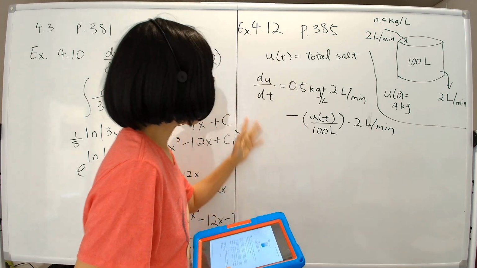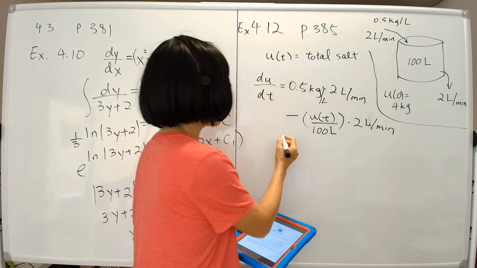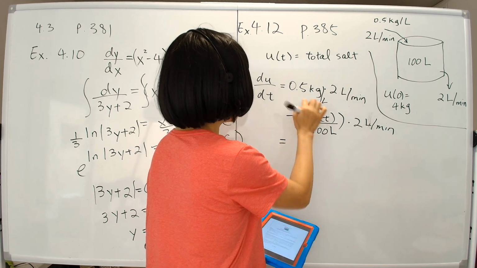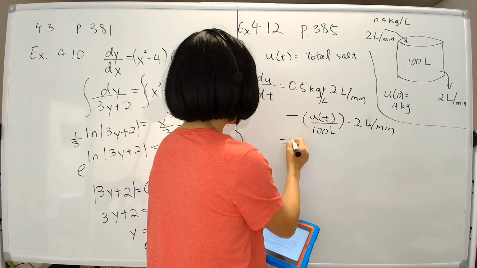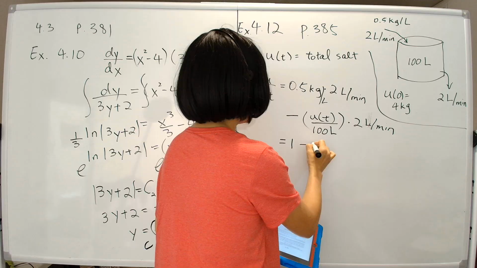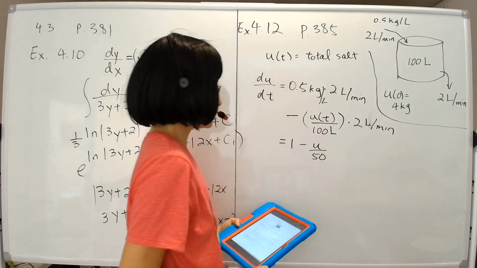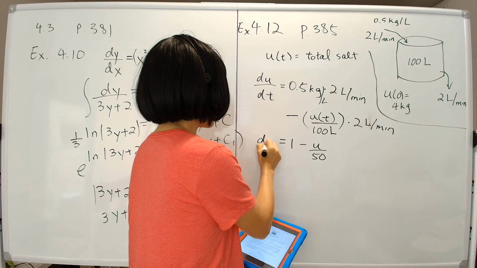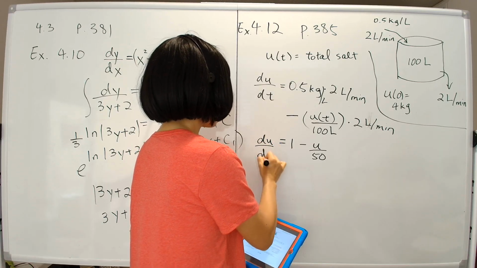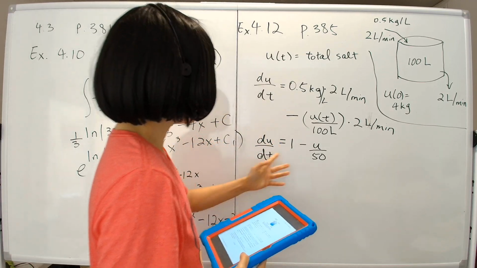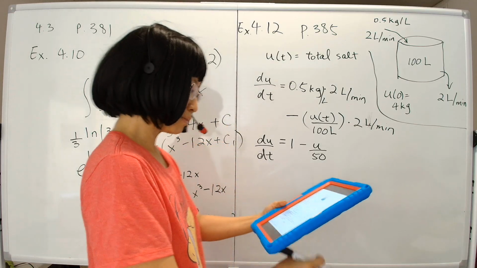Now, if we rewrite this without all the units, we have 0.5 times 2 is 1, minus u(t) divided by 50. That is du/dt. And that is the differential equation that we're supposed to solve.